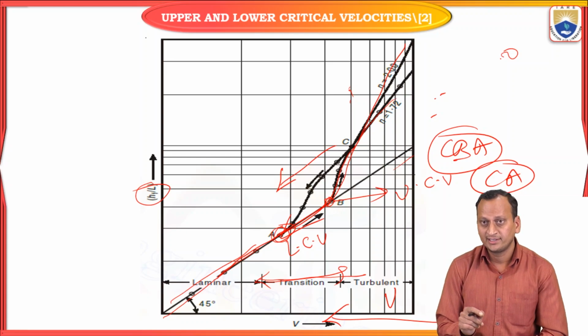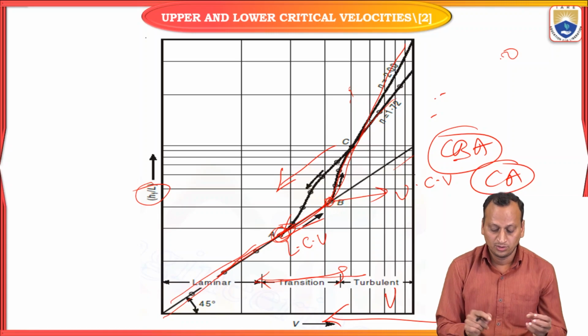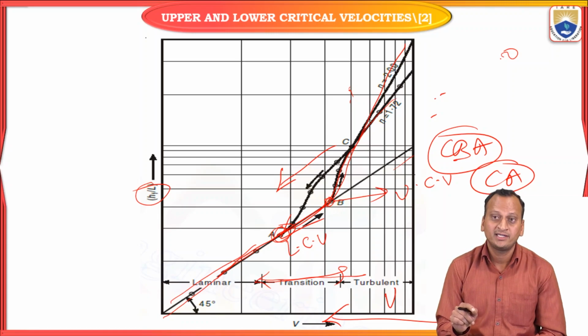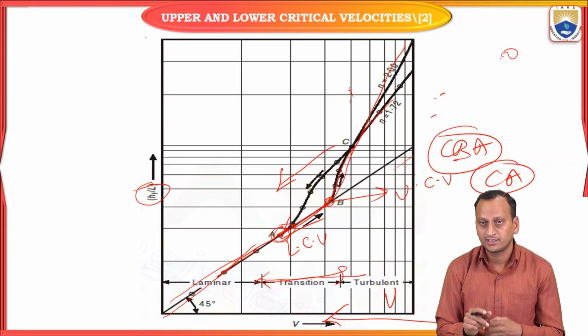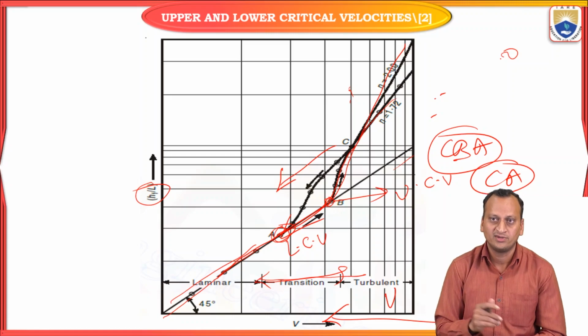Based on the velocity only, if you go on increasing the velocity, the laminar flow will not be stable, and therefore it will transform into turbulent. The velocity at which it gradually changes into turbulent is the lower critical velocity, and the point at which it is no longer stable, and abruptly changes and takes a different path, is known as the upper critical velocity.